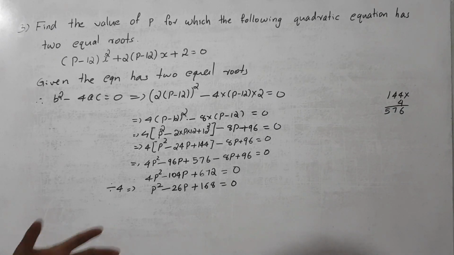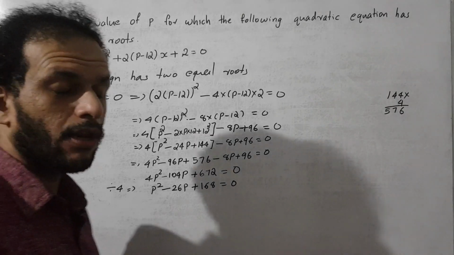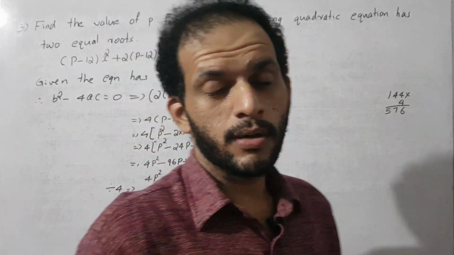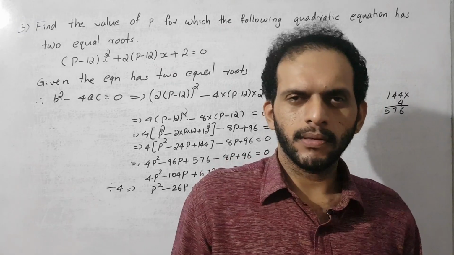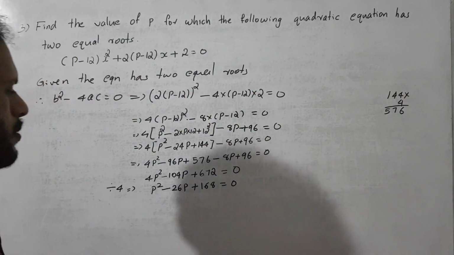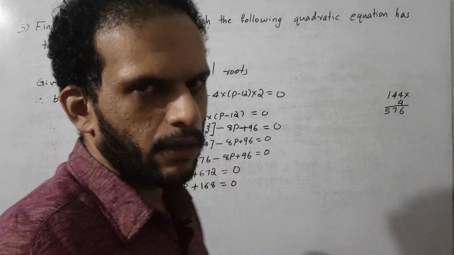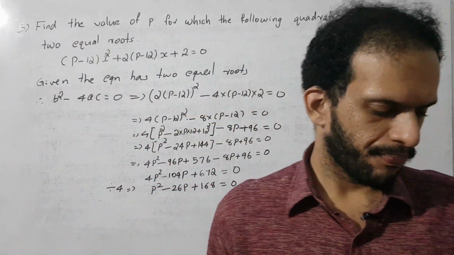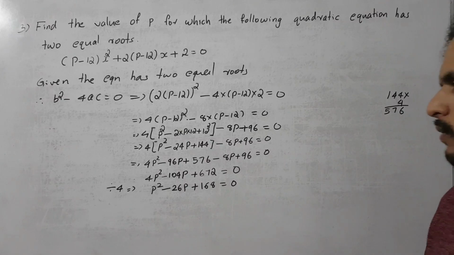Then any one of the methods can solve this by the quadratic formula. We studied 3 methods to solve a quadratic equation. Any one of the methods can solve this equation. I am solving this one by using the splitting the middle term factorization method. Okay, then how to factorize this one?